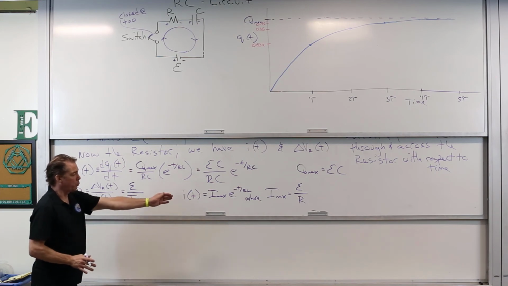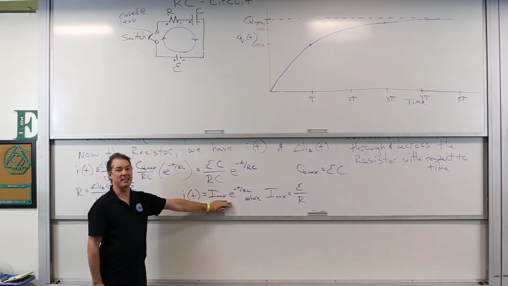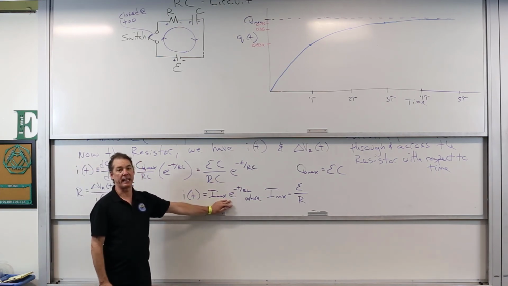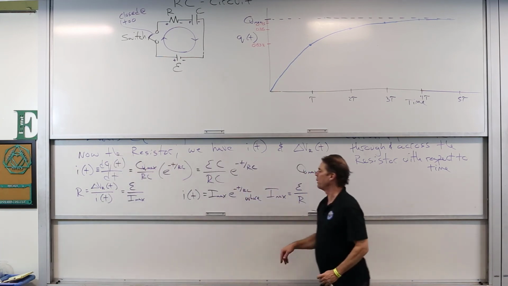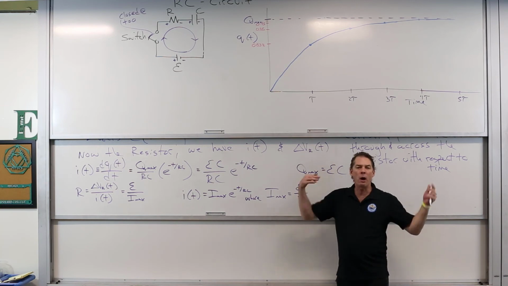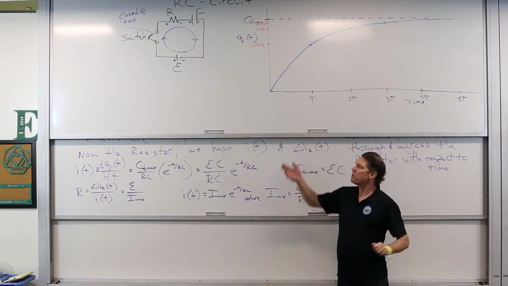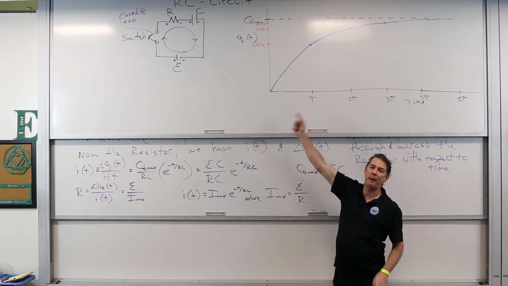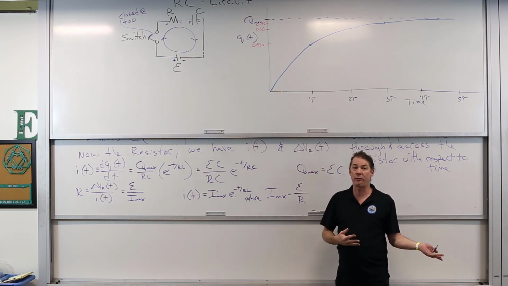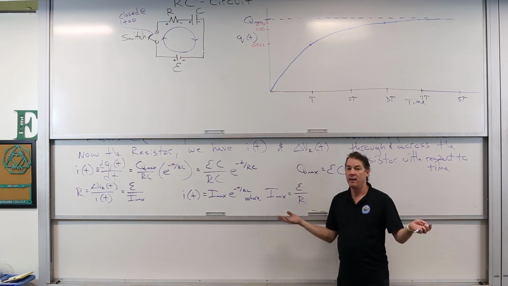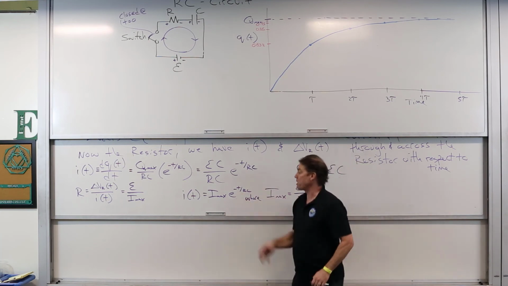So in this case, what do we have functionality-wise here? This is exponential decay. We start at t equals 0, right when we close the switch, with the maximum current. Why do we have the maximum current? Because there's no potential difference across the capacitor. It's only across the resistor, and that has to be the potential difference of the entire source. So we start off with the maximum current.